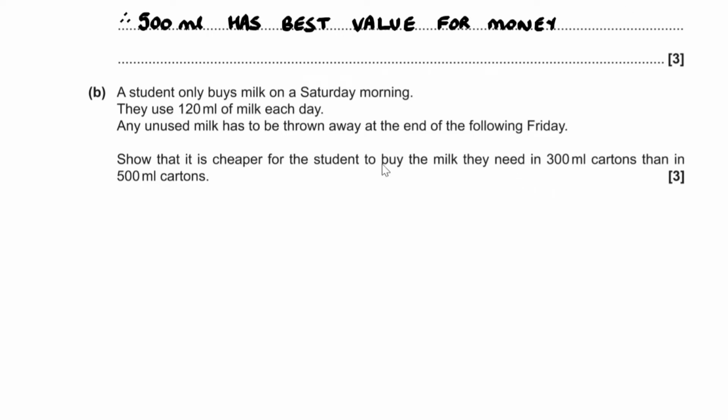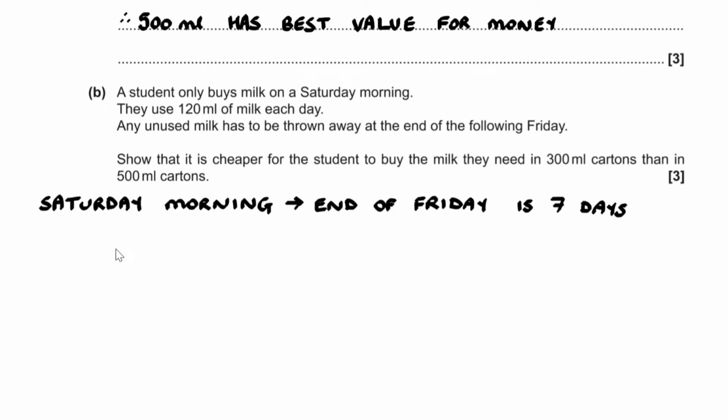So, part B, a student only buys milk on a Saturday morning. They use 120 milliliters of milk each day. Any unused milk has to be thrown away at the end of the following Friday. We have to show that it is cheaper to buy the milk they need in 300 milliliter cartons than in 500 milliliter cartons. Well, first of all, Saturday morning to the end of Friday, that's 7 days.